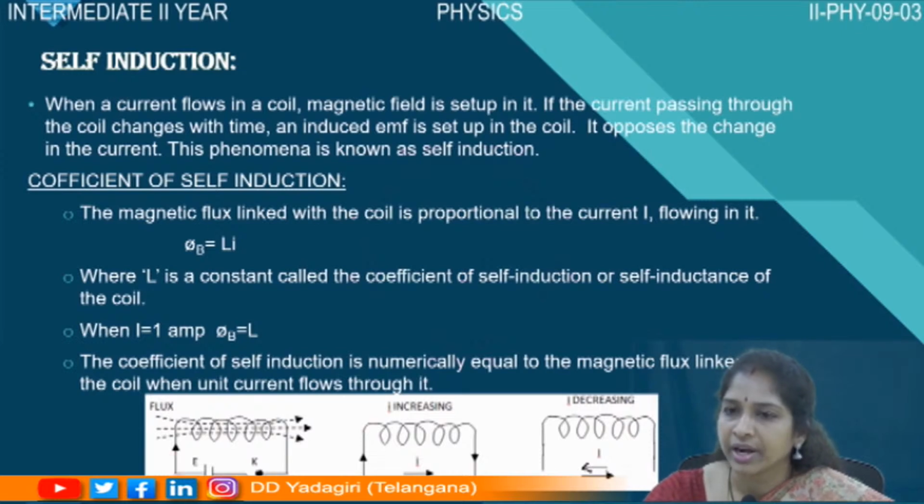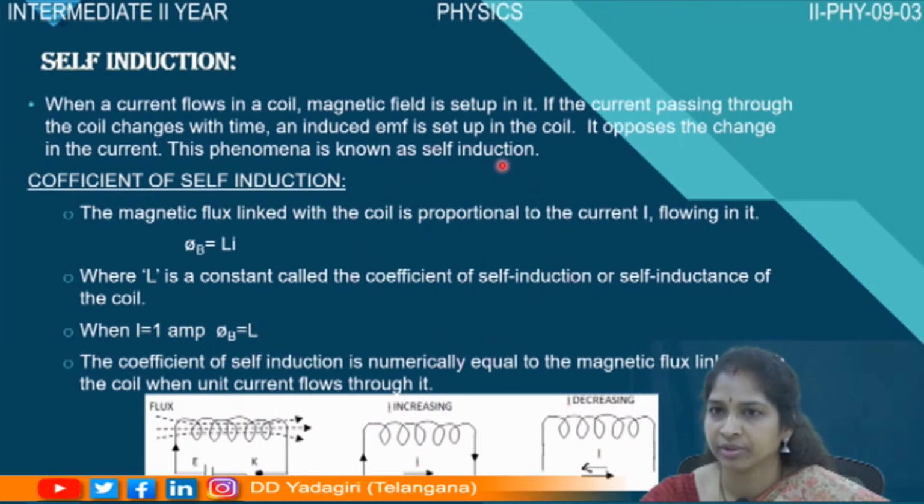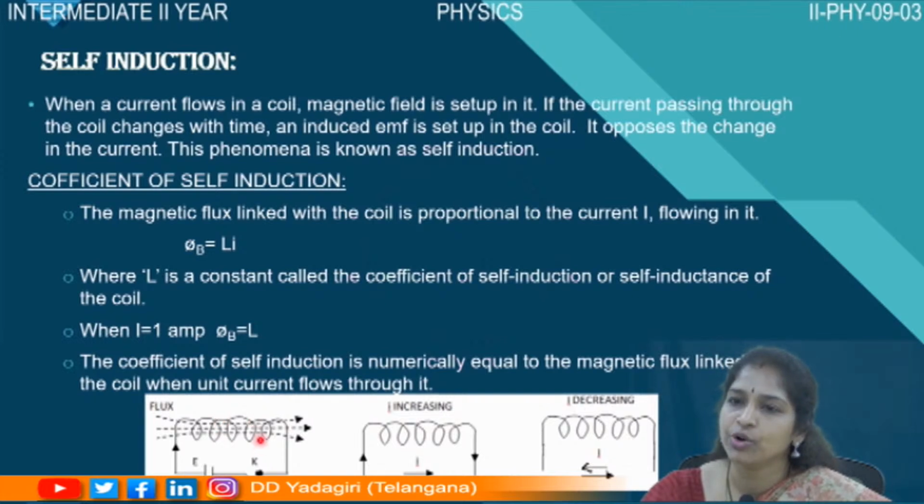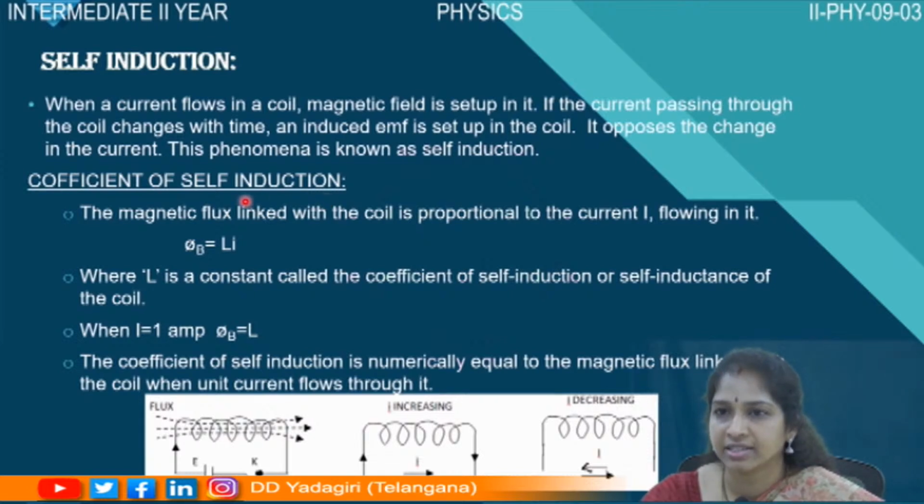That is, when current flows in a coil, it produces a magnetic field, and when there is a change in the magnetic flux in this coil, if EMF is set up in the same coil, then that phenomenon is known as self-induction. Then what is the coefficient of self-induction? This can also be called self-inductance.